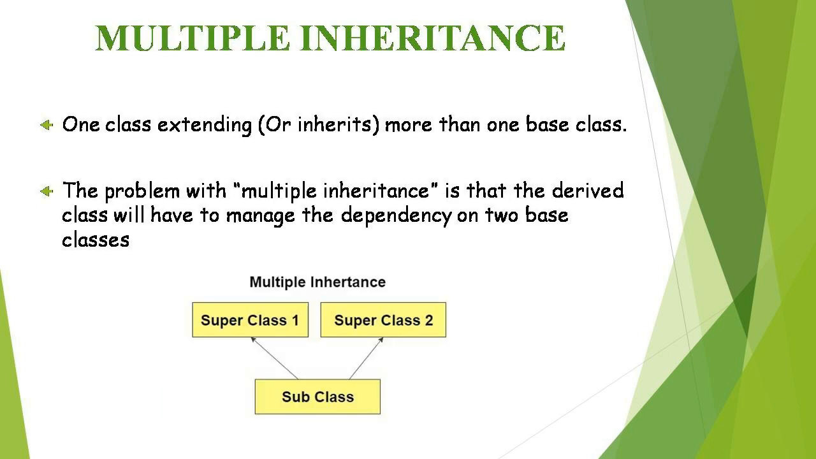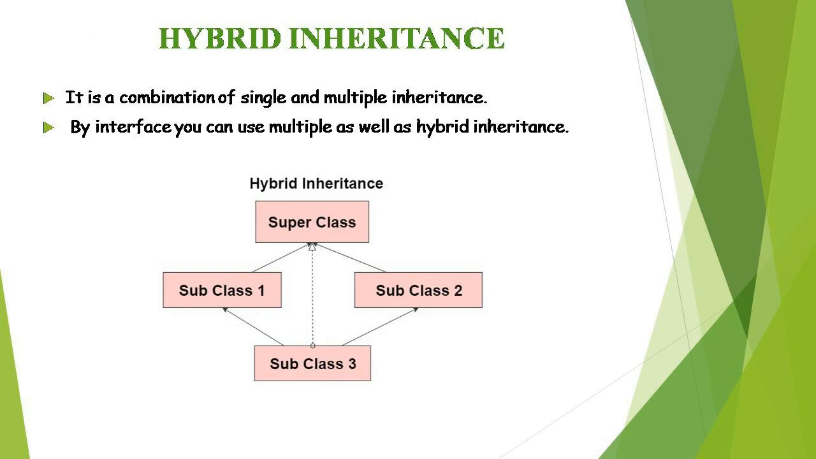Next is multiple inheritance. When one class inherits multiple classes, it is known as multiple inheritance. Here is the diagram. There are two superclasses, superclass 1 and superclass 2, and a subclass. Here the subclass is inheriting the property and behavior of superclass 1 and superclass 2.